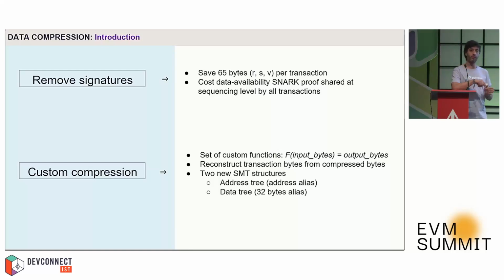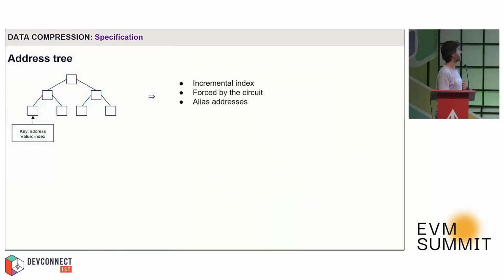Then we remove the signatures, the concatenated signatures at the very end. So what we want to do now is reduce the data regarding the first part of the transaction, which was the RLP encoding. In order to do that, we're going to use a very small set of functions to reduce these bytes that we put on chain. To do that, we're going to introduce two new data structures. They are basically sparse Merkle tree structures.